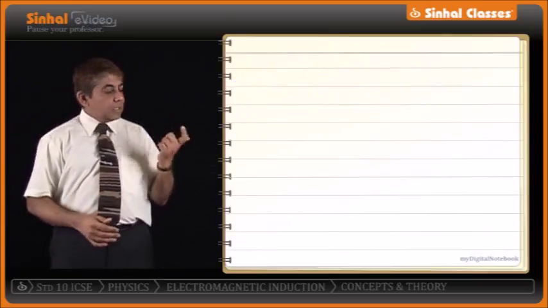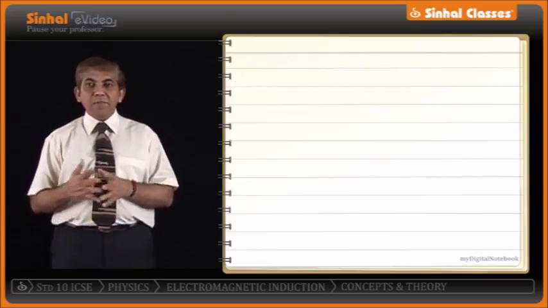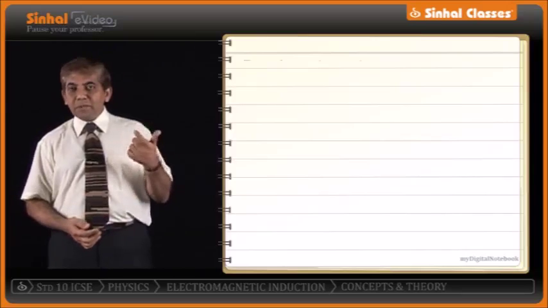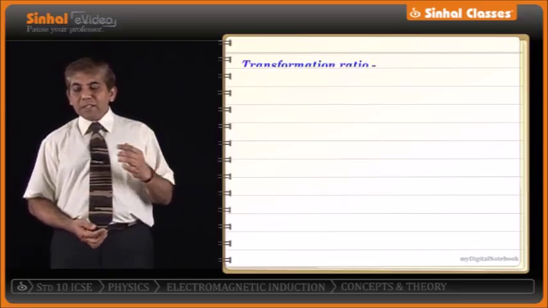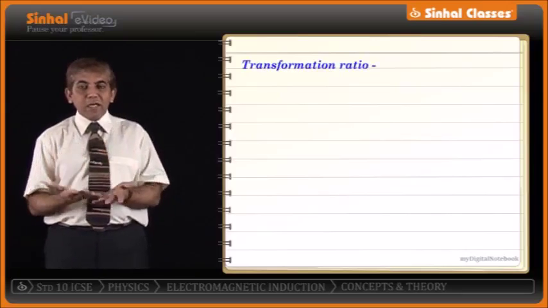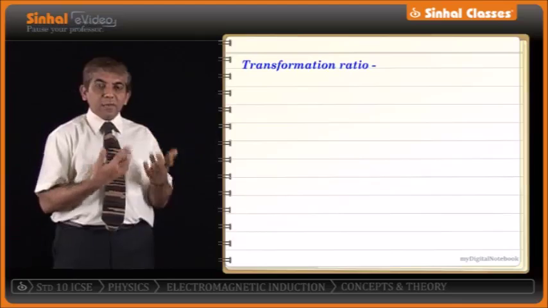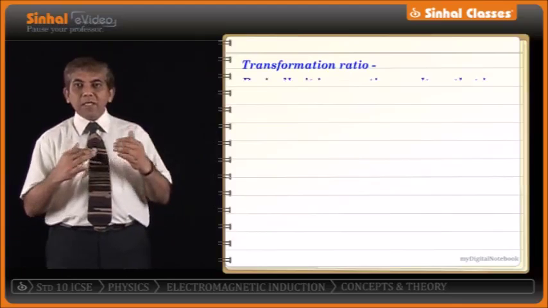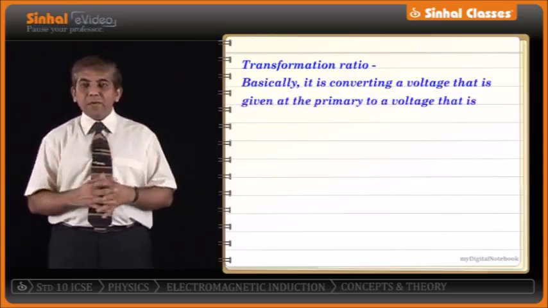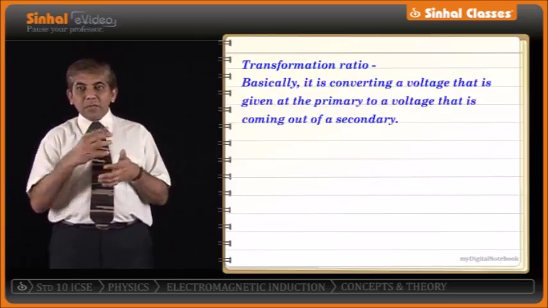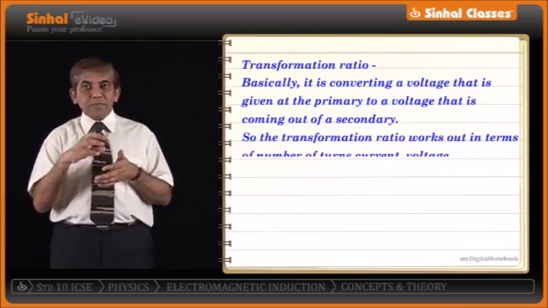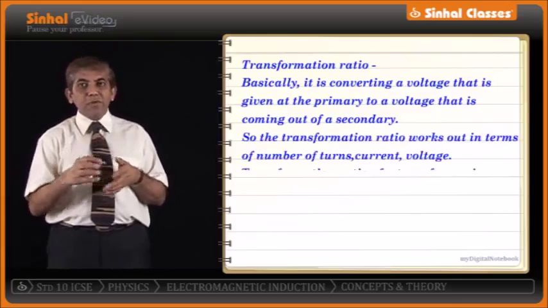Well, when we studied transformer, we said we have a step-up transformer and step-down transformer. There is something known as a transformation ratio. Now this transformation ratio is again very indicative. What is it that it is transforming? What is it that it is converting? Basically, it is converting a voltage that is given at the primary to a voltage that is coming out at the secondary. So the transformation ratio works out in terms of number of turns, works out in terms of current, works out in terms of voltage.